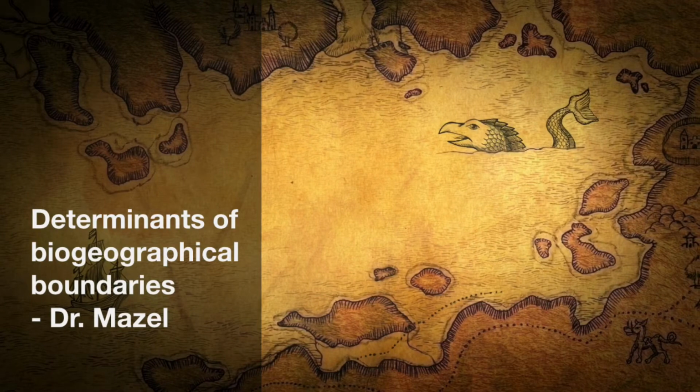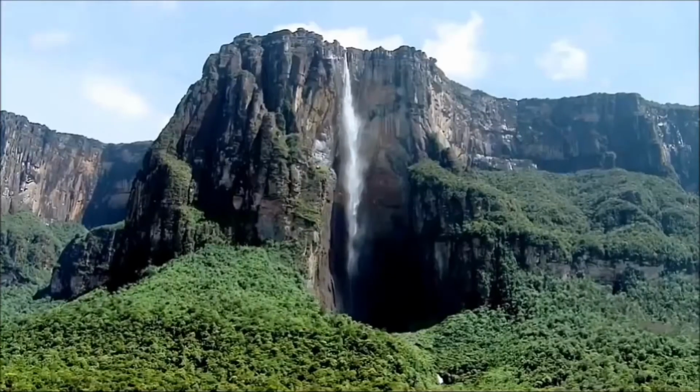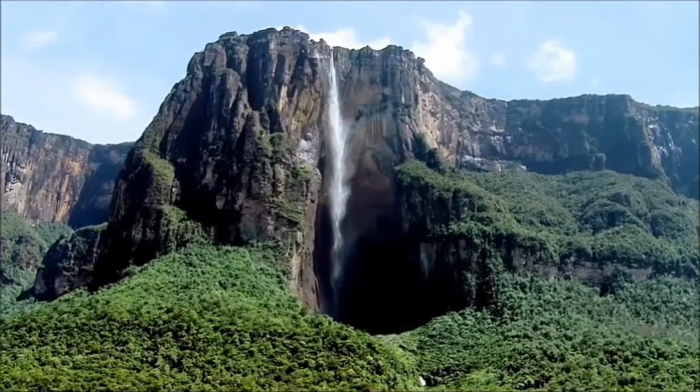Dr. Maisel and his team studied the biogeographical boundaries, the borders separating species all over the planet. So basically, the big picture is to try to map and document how life is and how the diversity of life is distributed on Earth. Some boundaries are very obvious, like mountain ranges.